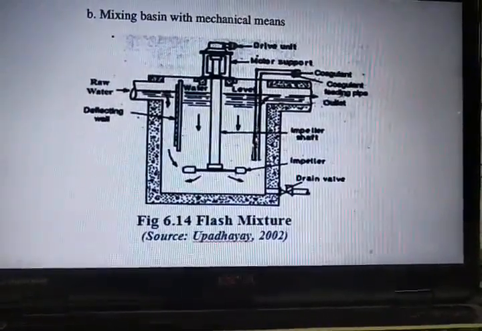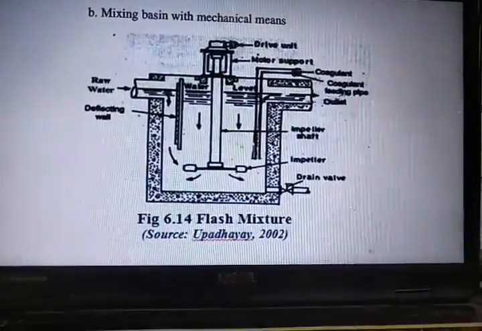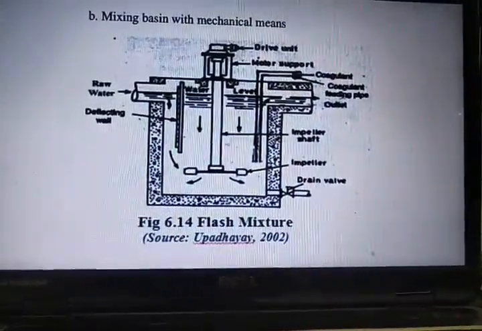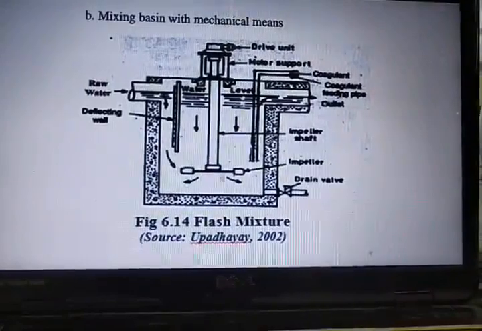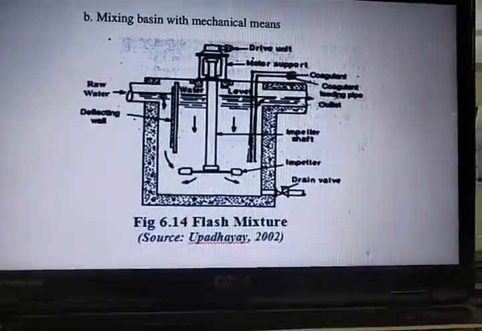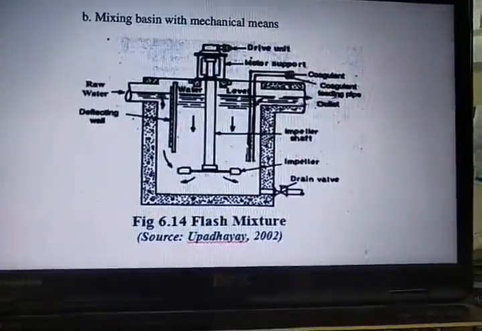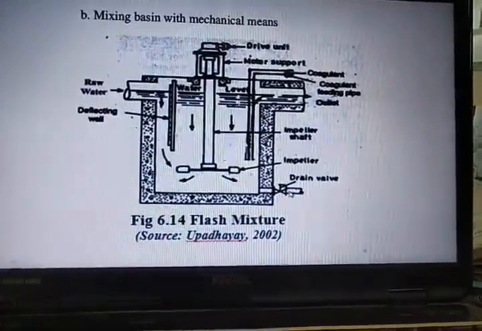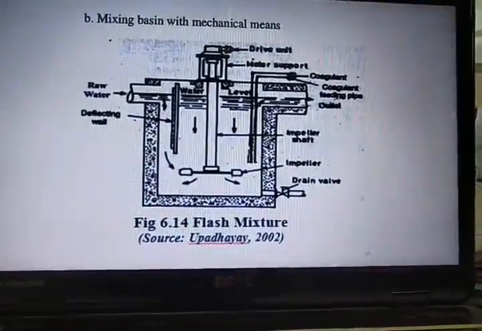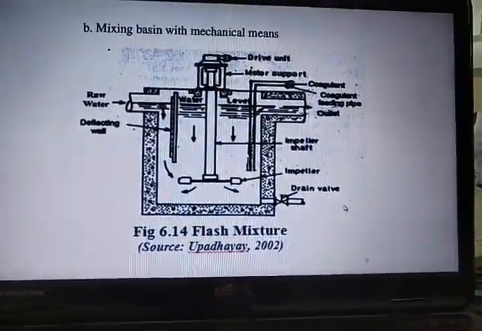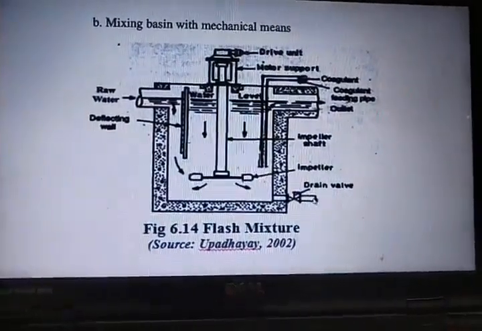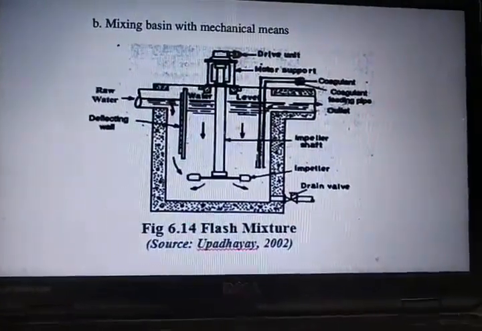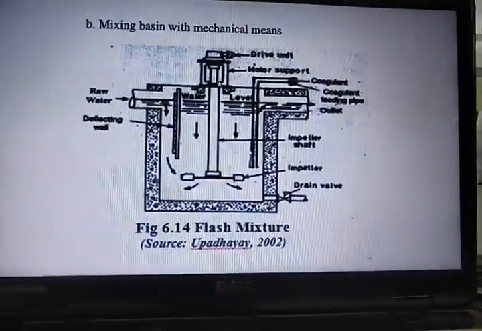When you allow the coagulant to mix into this, the drive will start to mix the coagulant very rapidly in a short span of time, with a detention of 30 to 60 seconds. Then the water is allowed out from this drain valve to the next subsequent treatment unit. Typically it will be an aeration process, and one such device is called a flash mixer.